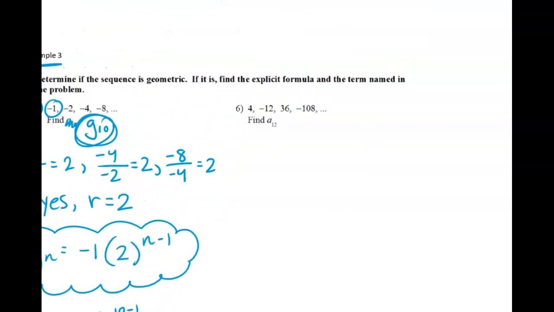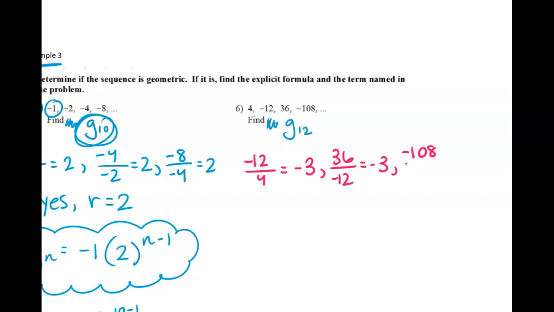Now this other sequence, let's do G sub 12. Negative 12 divided by 4 equals negative 3. 36 divided by negative 12 is also negative 3. And negative 108 divided by 36 is negative 3. So again, the reason this is geometric is because these are all the same. In this case, they're all negative 3. So yes, geometric, r equals negative 3.